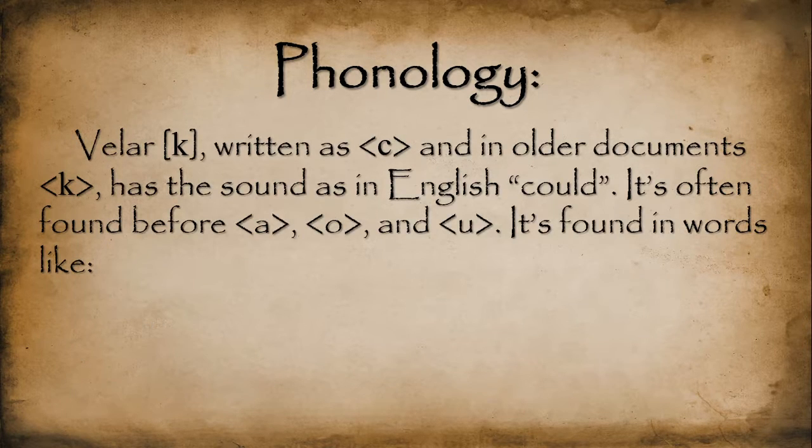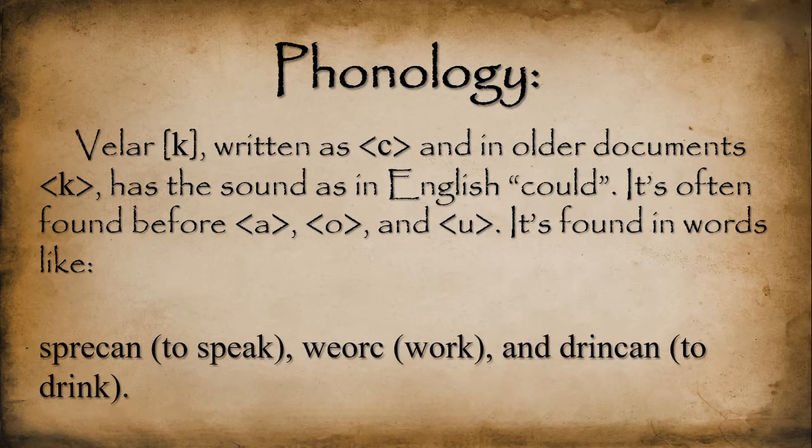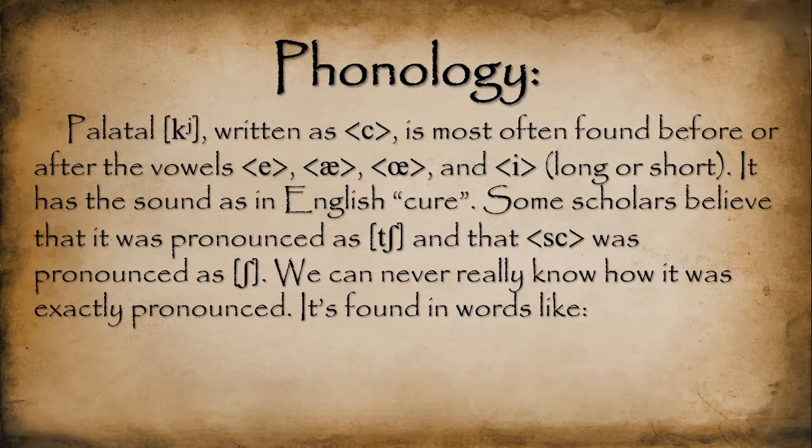Velar K, written as C and in older documents K, has a sound as in the English could. It's often found before A, O, and U. It's found in words like sprekon, to speak, werk, work, and drinkon, to drink. Palatal K, written as C, is most often found before or after the vowels E, ash, OE, and I, long or short. It has the same sound as in the English cure.